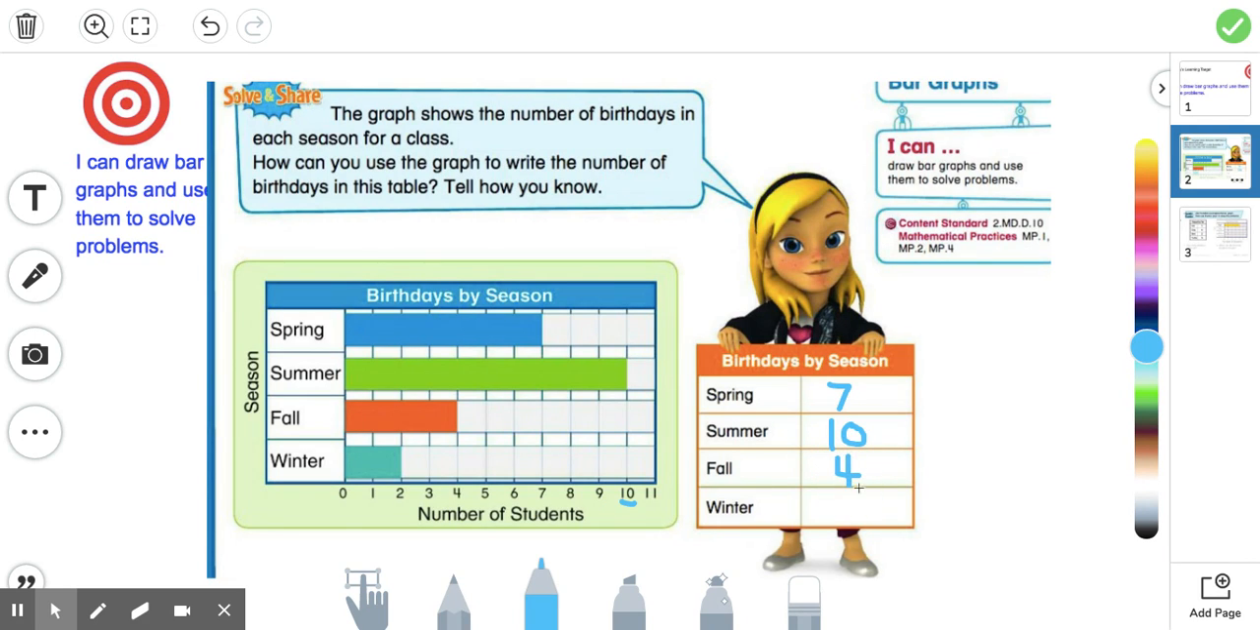Now I'm going to give you a second to think in your head, how many birthdays do you see for winter? If you said 2, you are correct. 2. So I put in all of the number of students who have birthdays by season over here in the table.